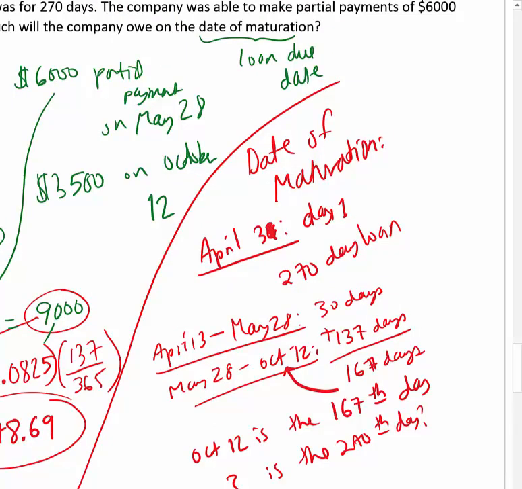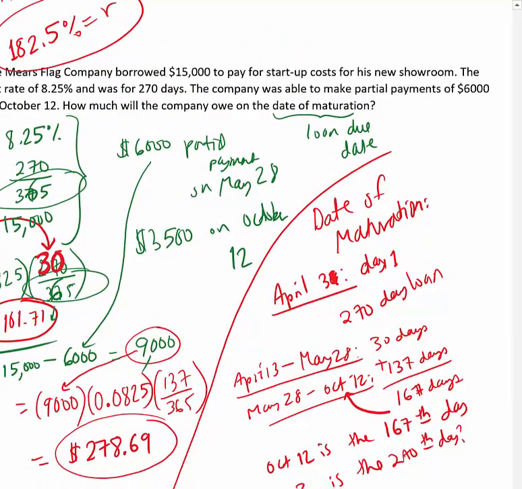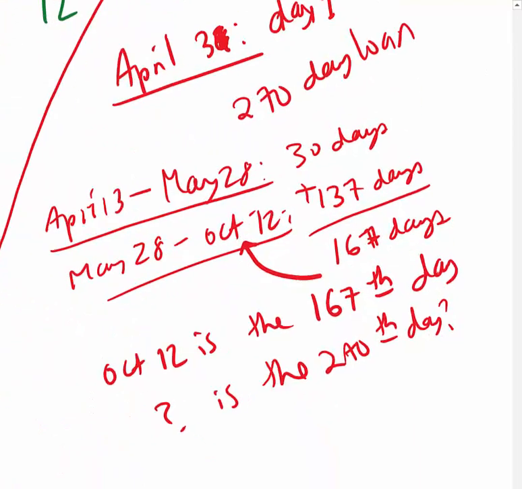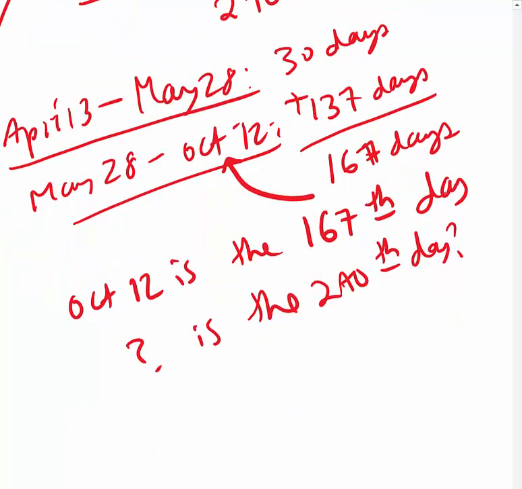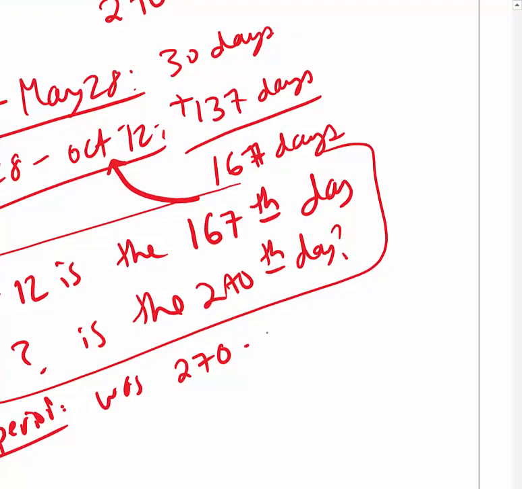Oh, actually, you know what? I realize it doesn't matter. Sorry. They don't ask for the date, do they? No, they just want to know how much they owe. Okay. So I just got to figure out what's the last period. So from October 12th to the date of maturation, how many days are left over? The entire loan was a 270-day loan, but by the time they made the last payment, 167 days had passed total. So the total minus the number of days that have passed, that's going to be 103.